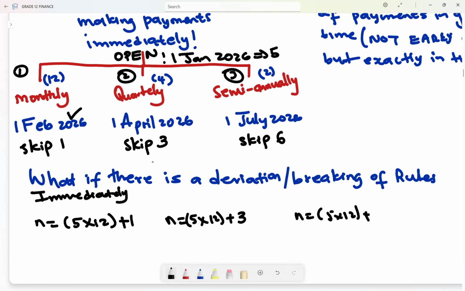Okay. So you just add what? Six. So not six, one. Why am I adding one here? Because you are supposed to skip the first what? The first, what do you call semi? 6 months. Yeah, you're supposed to skip 6 months, and then you pay. That's basically that. I hope it's clear on this one.